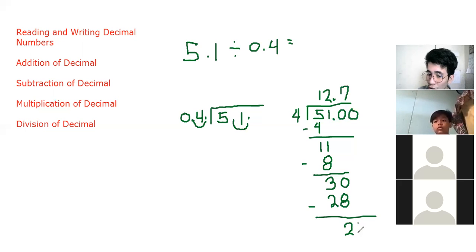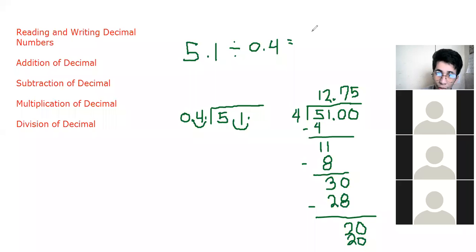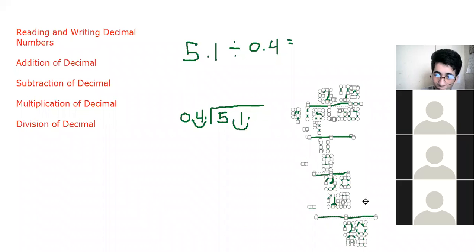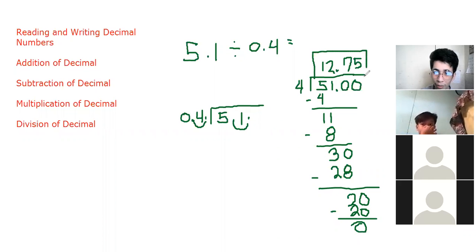Then bring down the 0. Then 20 divided by 4. What is 20 divided by 4? 5. Then 5 times 4 is 20. So 20 minus 20 becomes 0. Then our final answer is 12.75. Okay? So this is our final answer.